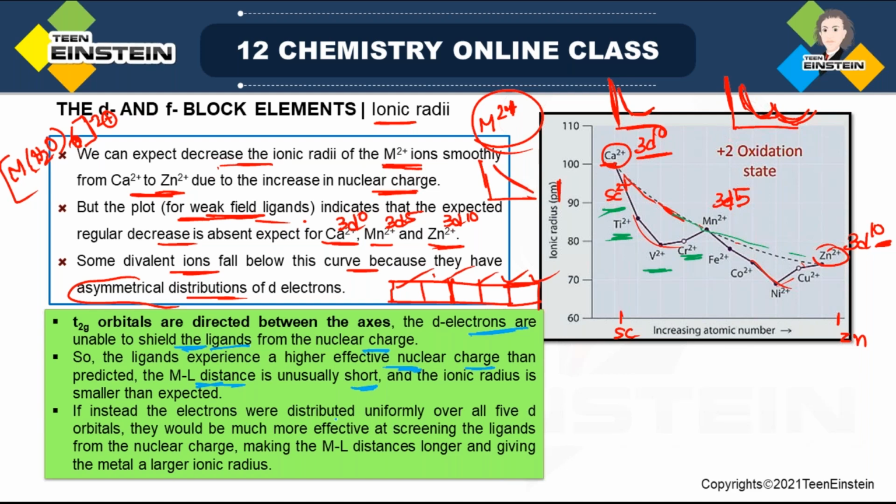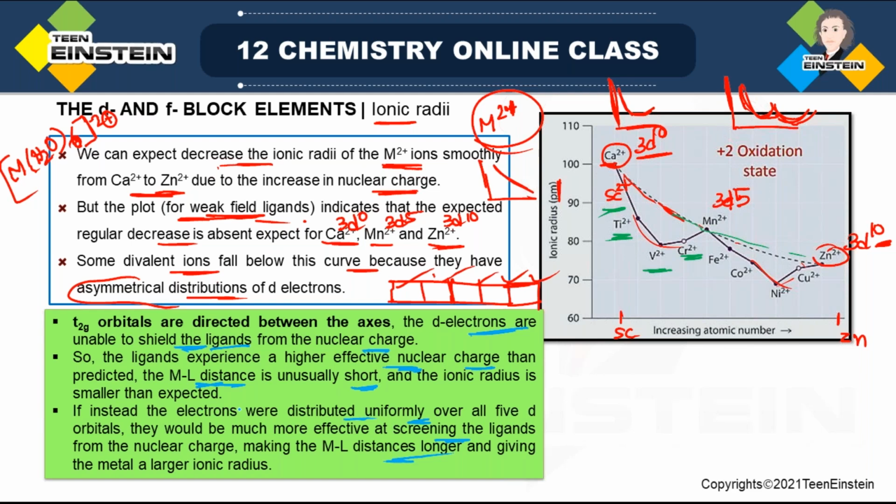Now suppose the electrons were distributed uniformly over all 5 d orbitals, that is, if the electron distribution were symmetrical. In that case they would be much more effective at screening the ligands from the nuclear charge. But that is an imaginary situation, not the actual situation. If that happened, the distance would be longer, but actually that doesn't happen. So that is why it is short.